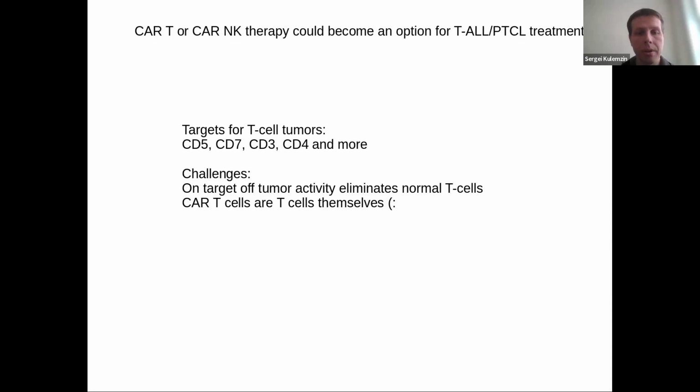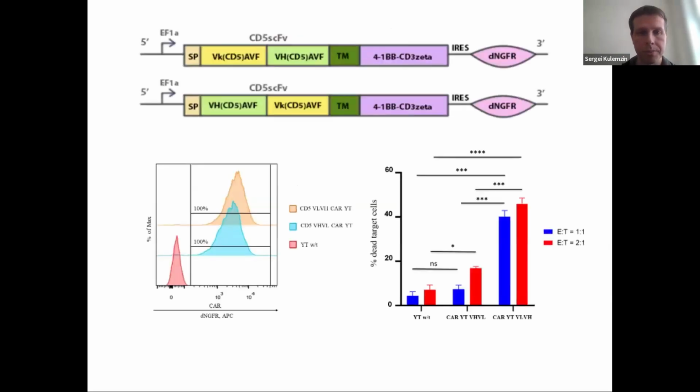Another challenge is that CAR T cells are T cells themselves. So if we are targeting T cell antigens like CD5, CD7, CD3, then we can just purge all CAR T cells as well. That's why NK cells seem to be a good option for therapy of tumors of T cell origin.